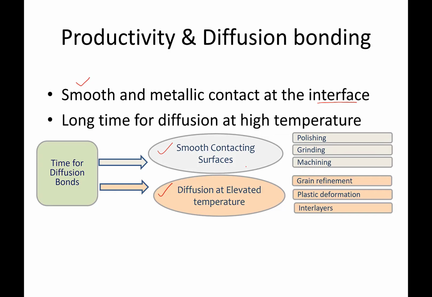For smoothening the surfaces of the components, we have to follow machining followed by grinding and polishing. So all these things take a lot of time. The surface preparation of the components to be joined by diffusion bonding is crucial, and we may need a surface roughness of, say, less than 1 micrometer.